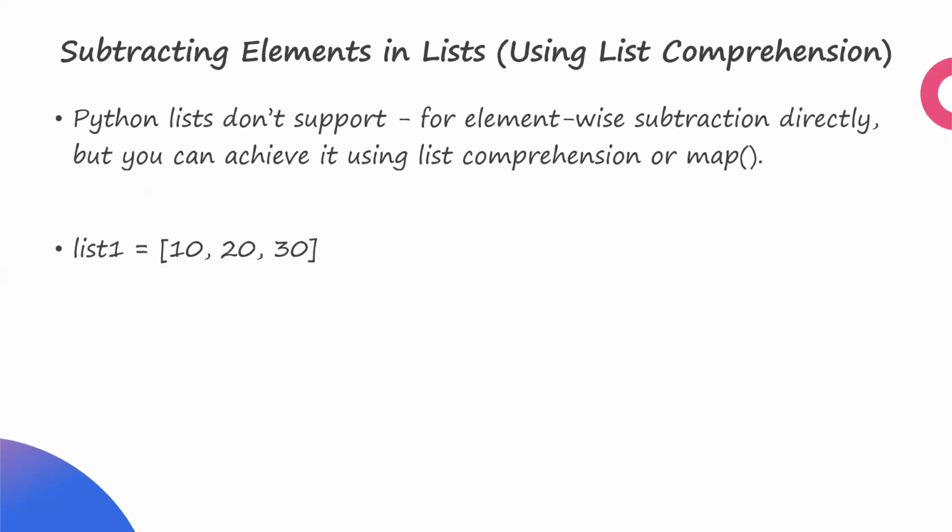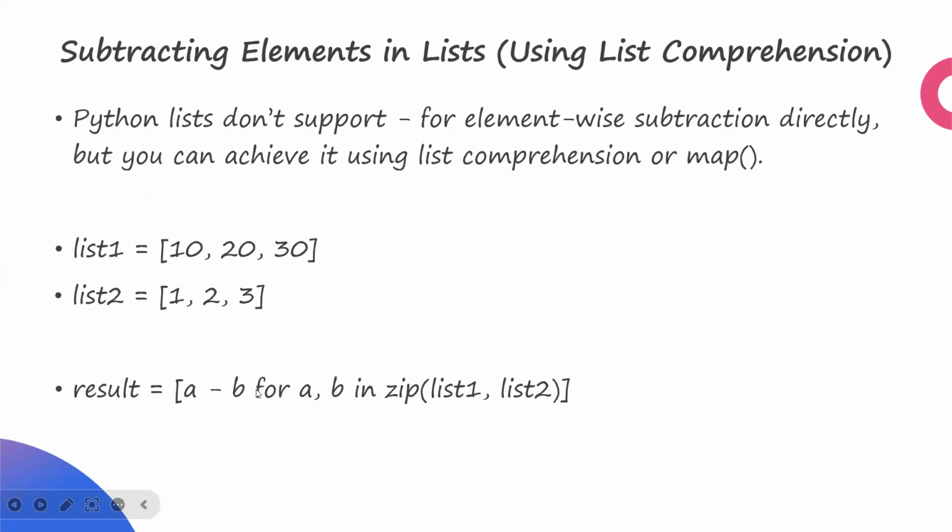But the thing is this: we have this list, list one, and we have another list. Forget about whatever we are doing from here upward. Whatever we are doing here, we are taking the element of A at each position. This one is position zero, 1, 2, 0, 1, 2, 0, 1, 2. So we are saying 10 minus 1, 20 minus 2, 30 minus 3. That's what we are doing, and the result we got was 10 minus 1 is 9, 20 minus 2 is 18, 30 minus 3 is 27.